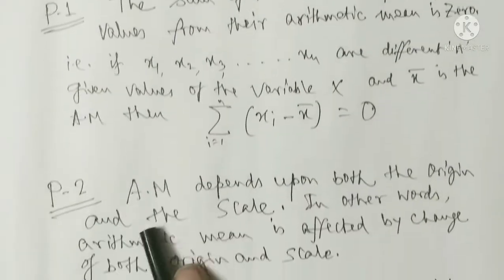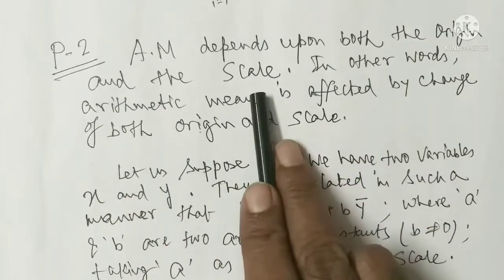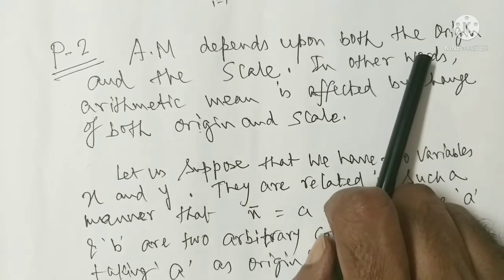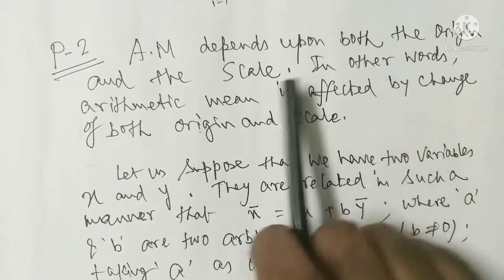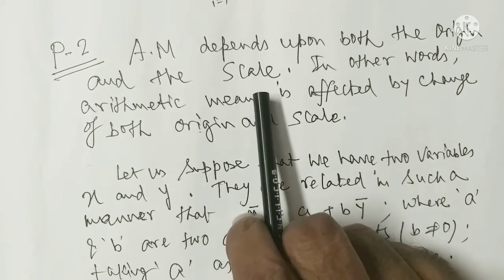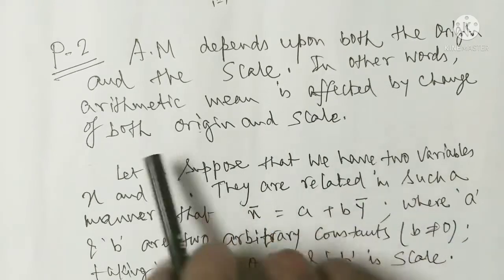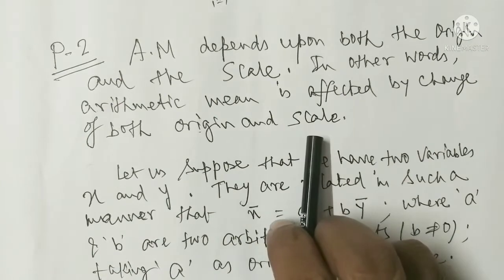Property 2. Arithmetic mean depends upon both the origin and the scale. Origin means whenever a number is subtracted or added, that number is called the origin number, and the scale number is nothing but the dividing or multiplying number. In other words, arithmetic mean is affected by a change of both origin and scale.